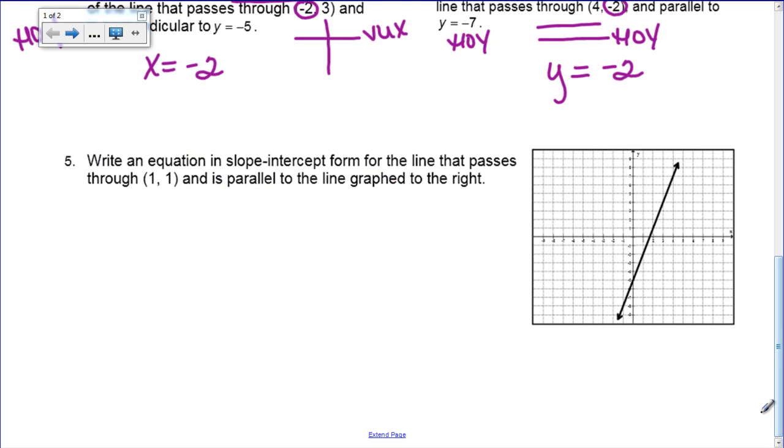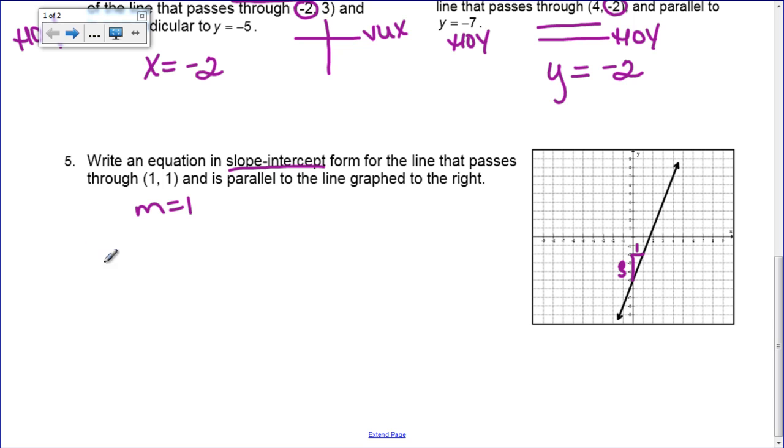So number 5 here, we want an equation, slope-intercept form, for a line that passes through 1, 1 that is parallel to this line. Well, they've given you the picture. What we're going to do is find the slope, because that's what we need to know. So I'm going to find 2 pretty points. I'm going to draw my right angle so it looks like I go up 1, 2, 3 and over 1. 1, 2, 3, and yep, so my slope is 1 and my point is going to be 1, 1. Now I could graph it and then write my equation, but we're just going to plug it in.